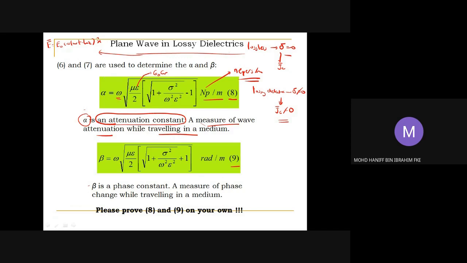Hopefully you can now distinguish the difference between the wave propagating in a lossless dielectric and the wave propagating in a lossy dielectric. Okay, next is the beta.